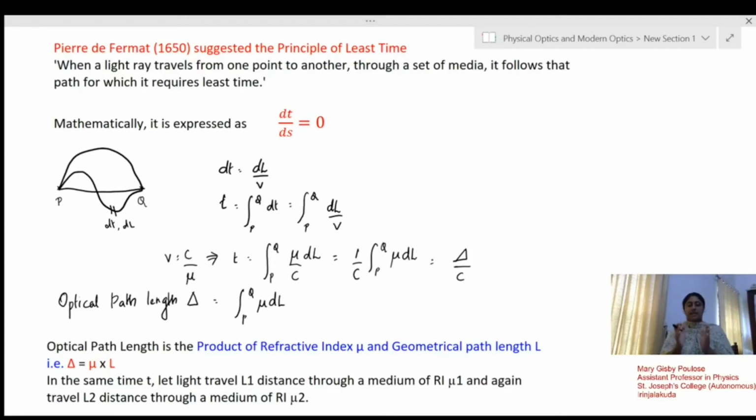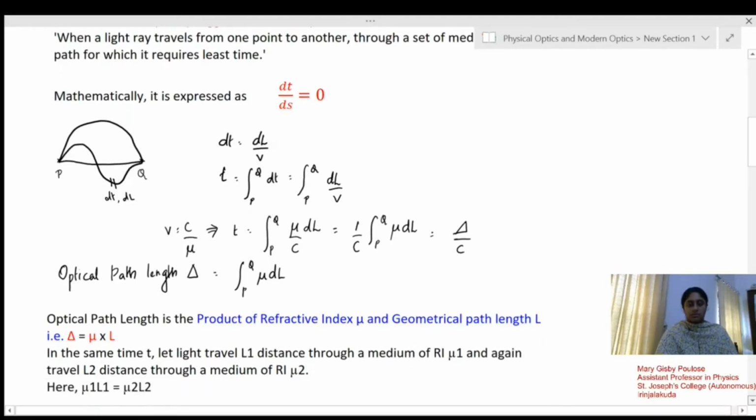For the same time t given, if light travels L1 distance in a medium of refractive index mu1, and in that same time interval, again light travels L2 distance in another medium of refractive index mu2, the product will remain conserved. That is, mu1 L1 will be equal to mu2 L2.